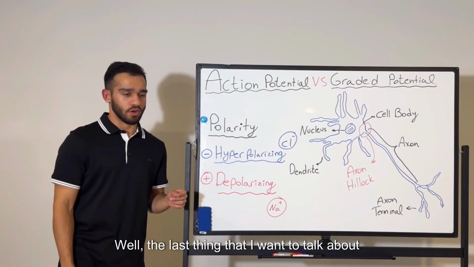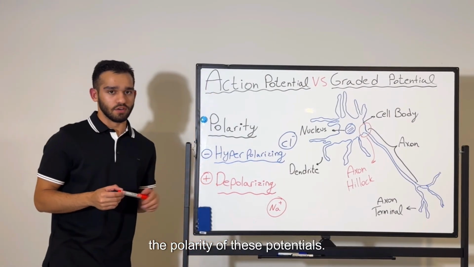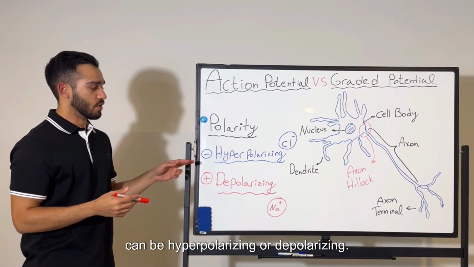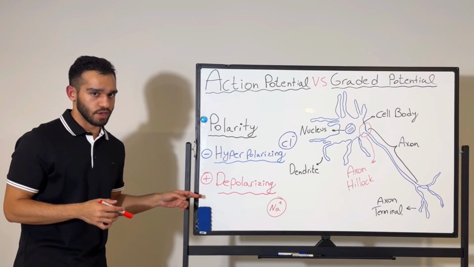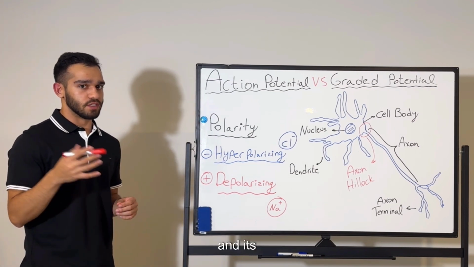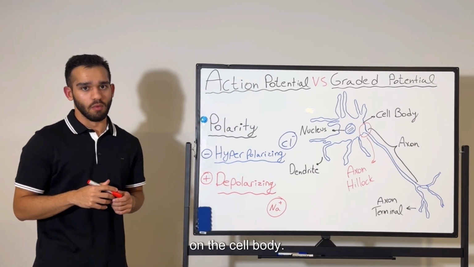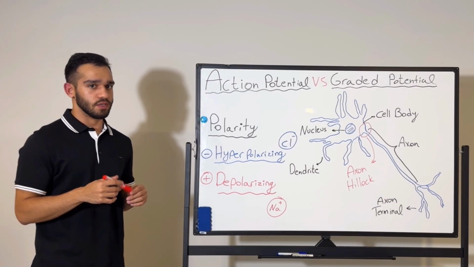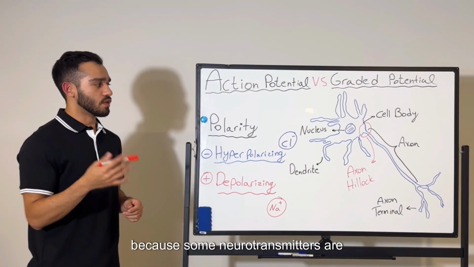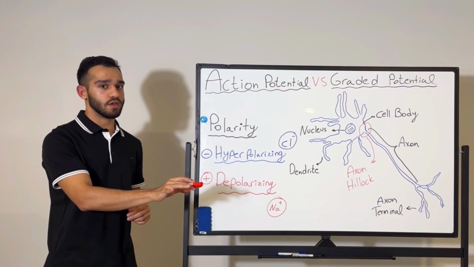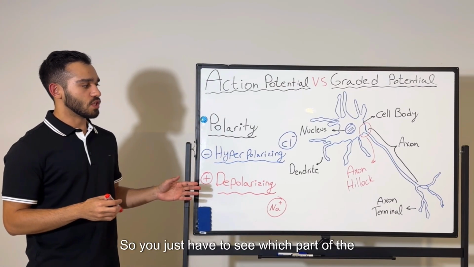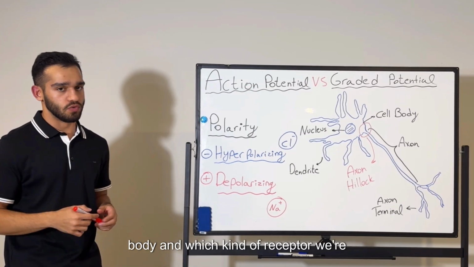Well, the last thing that I want to talk about is the polarity of these potentials. Each of these two can be hyperpolarizing or depolarizing, and it only depends on the receiving end neuron and its receptors on the cell body. It doesn't even matter what neurotransmitter this neuron is going to send to the next neuron, because some neurotransmitters are excitatory for one and inhibitory for the next neuron. So you just have to see which part of the body and which kind of receptor we're talking about.